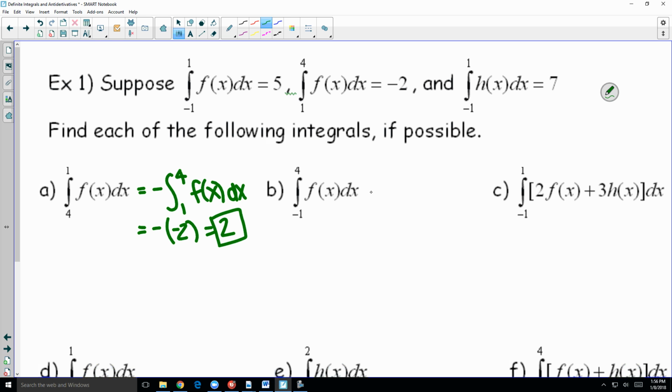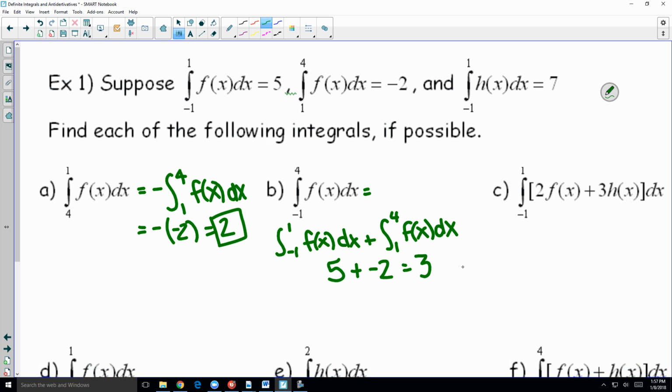So this is that additivity rule, which says I can actually split this apart into two separate integrals. So I'm going to have the integral, actually I'll write that down here where I have a little bit more room. I'm going to have the integral from negative 1 to 1 of f of x dx plus the integral from 1 to 4 of f of x dx, as long as this bound right here is the same as this one, this additivity works. So this integral right here can be split into these two separate ones. So from negative 1 to 1 we see above, that's 5, plus the integral from 1 to 4 of f of x is negative 2, which gives me a positive 3.